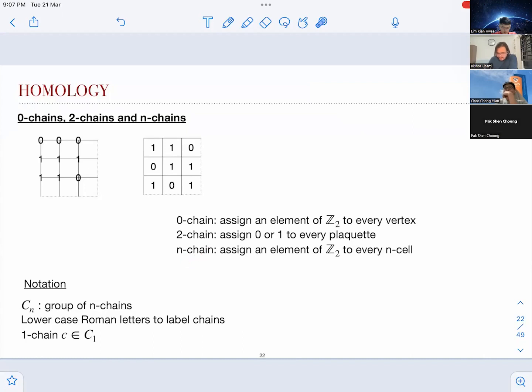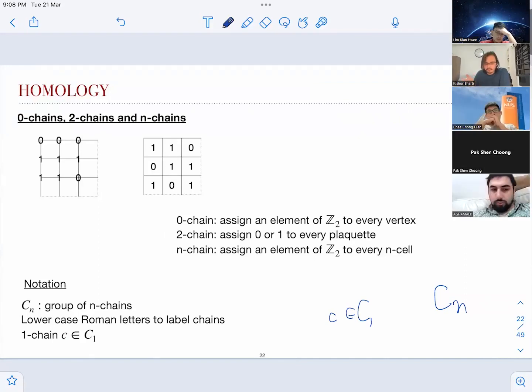So similarly, an n chain is nothing but an assignment of an element of Z2 to every n cell. So we have this group Cn, the group of n chains. And the elements of this group, we will represent by a lowercase symbol c. So you have a small c belonging to C1, this is a 1 chain. Similarly, you can have an n chain as Cn. So the elements of a 0 chain are nothing but assignments of 0 and 1 to certain vertices. A 1 chain will assign to the edges, and a 2 chain is an assignment for the plaquettes.